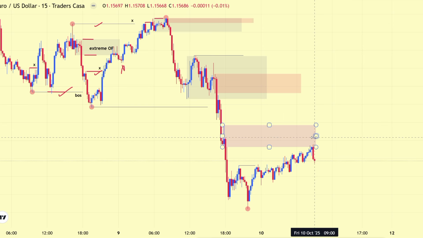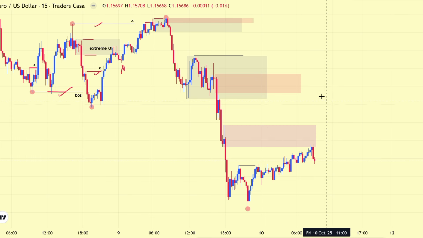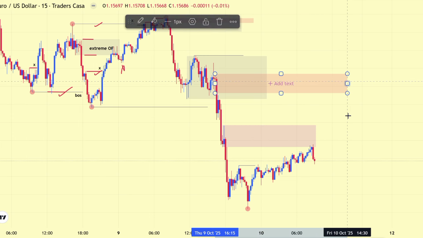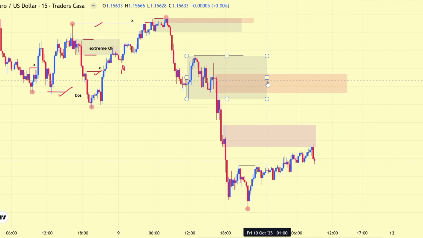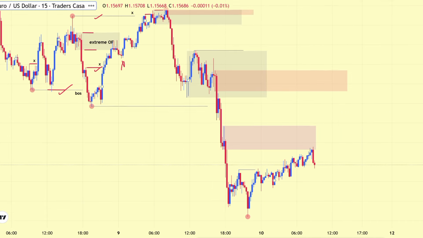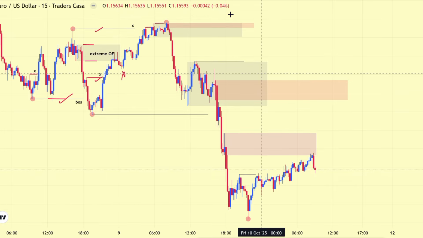Right here, I'm not anticipating any sell. Right here, I will not be taking any sell because this is a weak POI. I'm only interested in sells once price interacts or shows some reaction from this decision order flow or the extreme. All right, so let's run price and see what price unfolds.